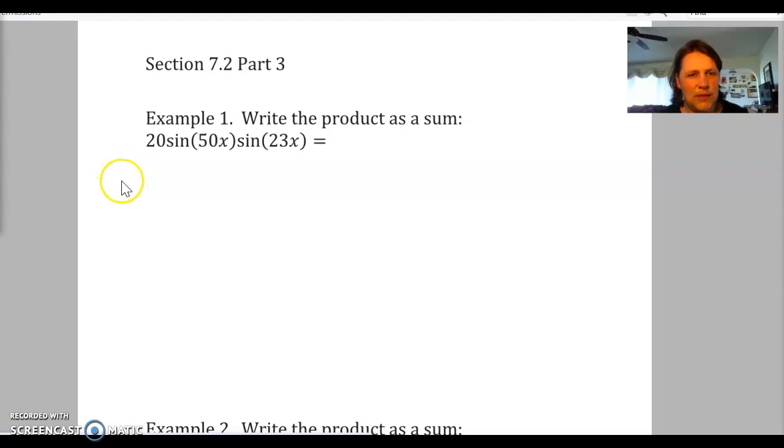Okay, here we go with 7.2 part 3. Our example number 1 that we're going to work with. You can see we are going to be working with the product to sum formulas. So that's going to be at the very bottom of your trig identities worksheet. You'll also see on your blank form that there are no blanks for that one. Okay, so you can see that there are no blanks down there at that part.